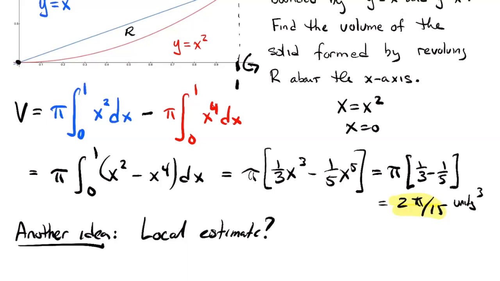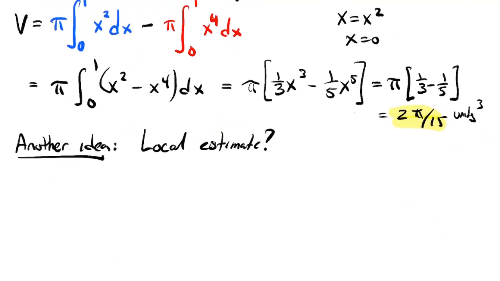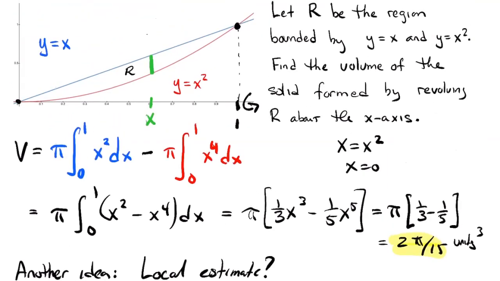When I make a local estimate, I always choose some value of x. I'm going to choose a distinct color from what we're using here. So let me pick, say, an x value right there. And then I think about the points in my region that have that x value. I just drew them in a little green line segment there. When I rotate R around the x-axis, what kind of shape is that green line segment going to spin out? I can't keep it in the picture, but can you imagine it?